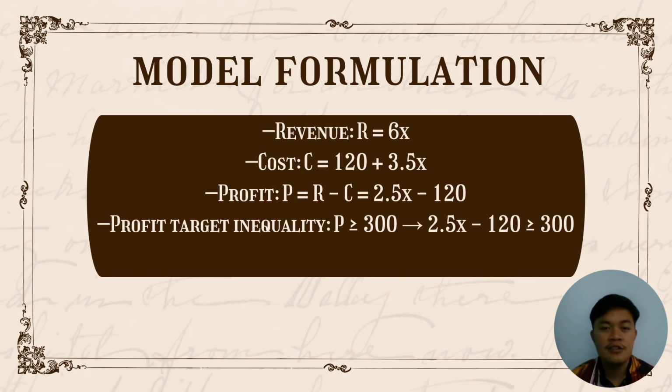Okay, so first is R, our revenue, equal to 6x, which means we sell our sandwiches at 6 ringgit. Next is C, cost. This includes all our expenses, both fixed and variable. The formula is 120 plus 3.50x.